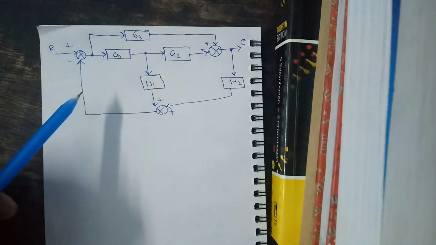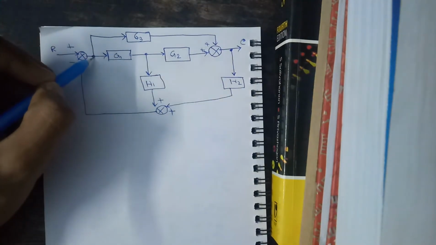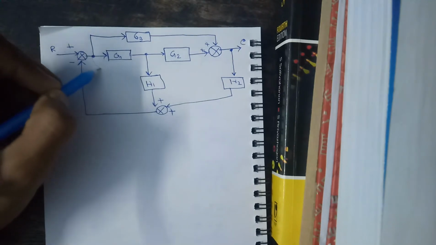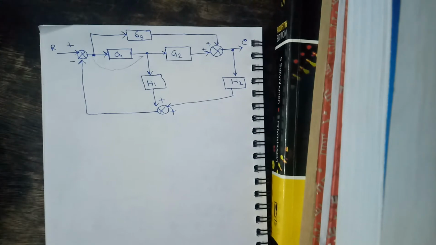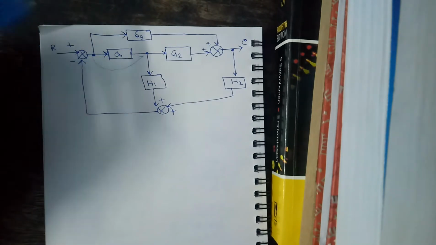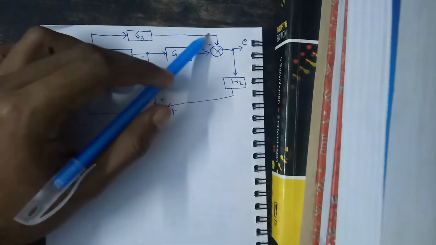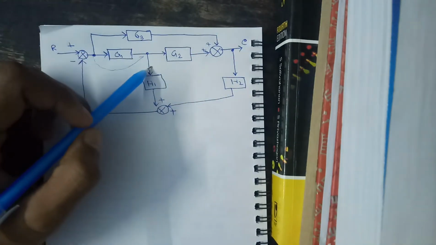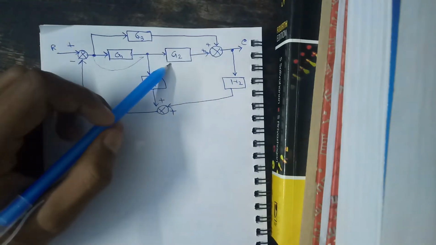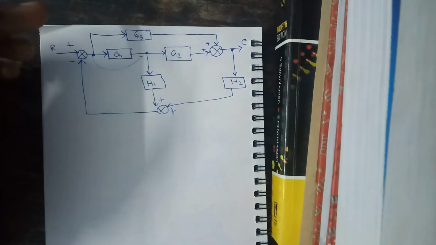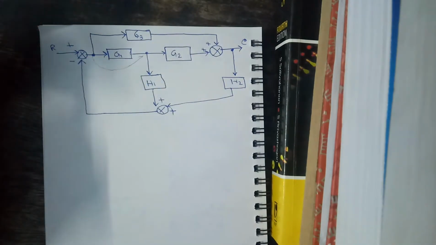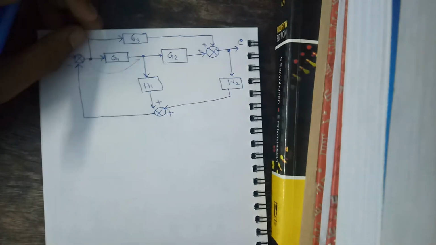Here the first step that I'm trying to do is bring this takeoff point here. Now I'm not doing it just for the sake of it; there needs to be a reason for this. If I bring this takeoff point here, these two blocks will be just in parallel. So we can get an equivalent model for these two blocks, and then we can think about what we'll do with the next block. So let's do this first.